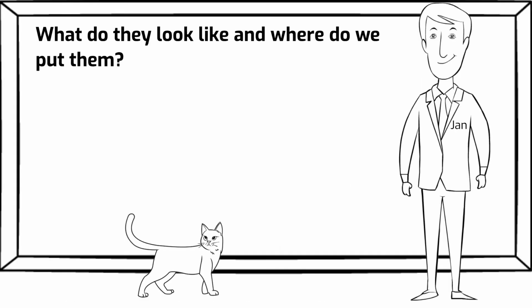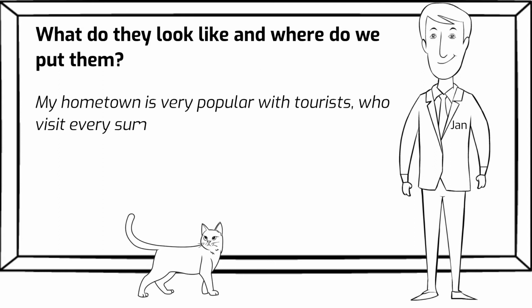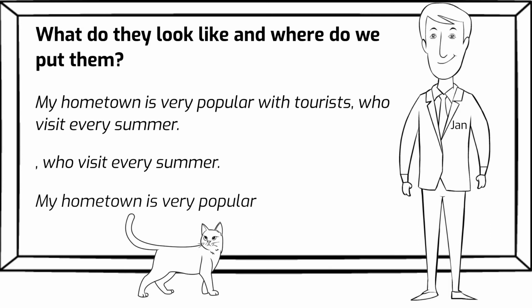Now, let's take a look at our second example. Here, we've put the clause at the end of the sentence. See how the clause ends with a full stop this time? Again, if we remove our non-defining relative clause from the sentence, it still makes sense.